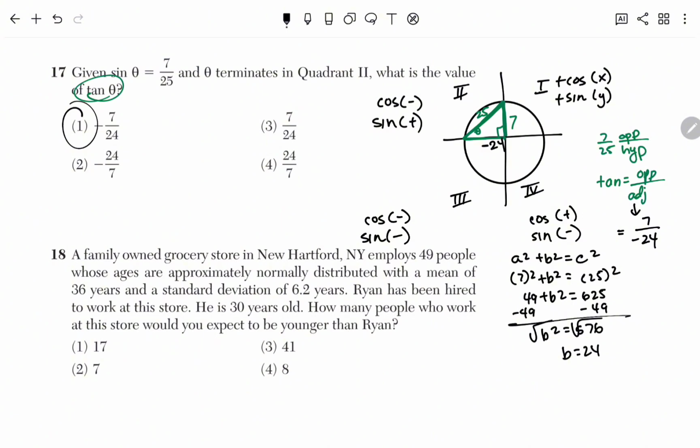So for this question, you needed to remember that in quadrant 2, our cosine is negative, our sine is positive. And when we do that, our adjacent side is going to be the negative. So when we wrote our tangent, which is the opposite over the adjacent, we had to do 7 divided by negative 24, and that would give us answer choice 1.